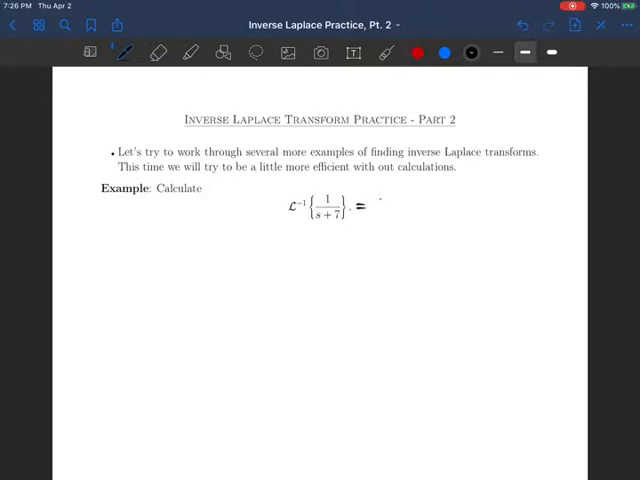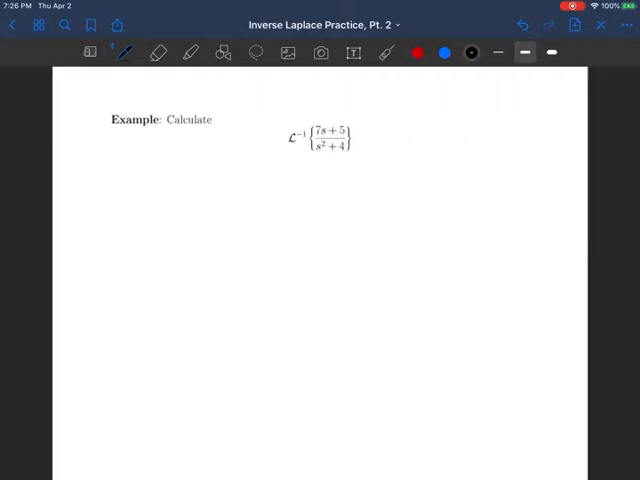All right, so to begin with, we have the inverse Laplace transform of 1 over s plus 7. Just to be certain about things, this is the inverse Laplace transform of 1 over s minus negative 7. So that should be e to the minus 7t. Done, right? As usual, t greater than or equal to 0. All right, moving on.